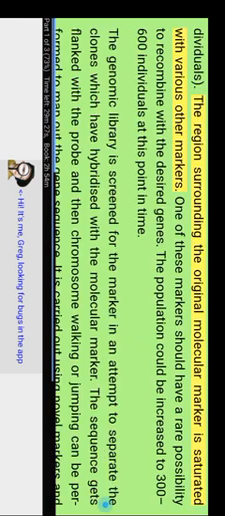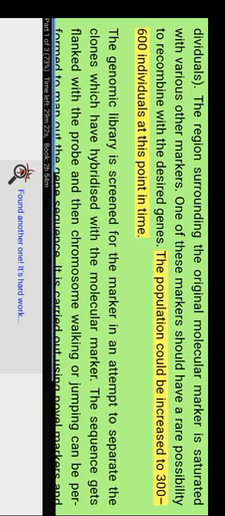Gene isolation: map-based cloning. Principles of positional cloning or map-based cloning. A molecular marker present in close proximity to the gene of interest needs to be identified. Initial screenings are carried out on a smaller population, 60 to 150 individuals. The region surrounding the original molecular marker is saturated with various other markers. One of these markers should have a rare possibility to recombine with the desired gene. The population could be increased to 300 to 600 individuals at this point.